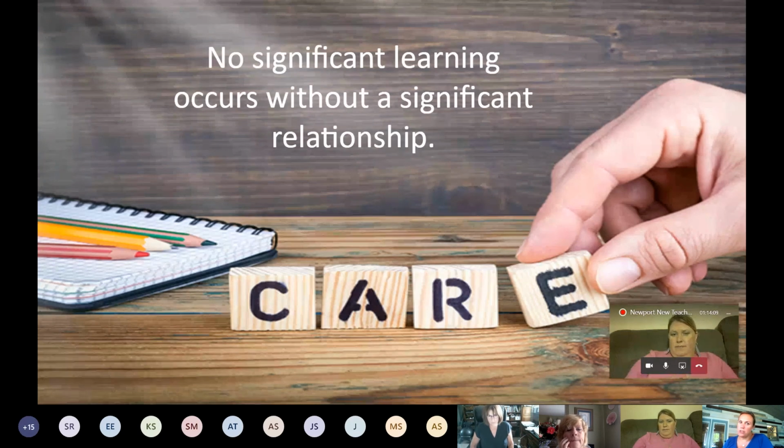Absolutely, we know this to be true. And I love this: no significant learning occurs without a significant relationship. We have to have positive relationships with our students. They need to have positive relationships with each other. They need to feel safe. We create a culture where it's okay to ask questions and to take risks. They feel safe talking to someone if they need to talk, and things like that. So this is such an important piece.